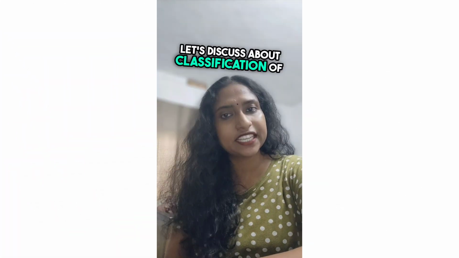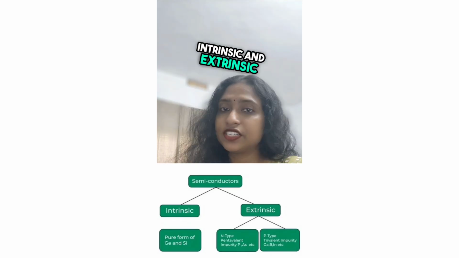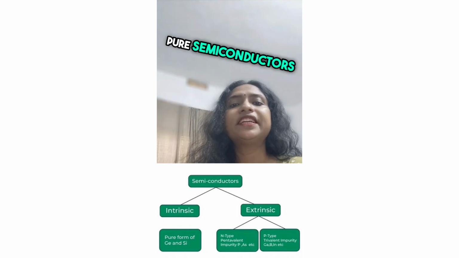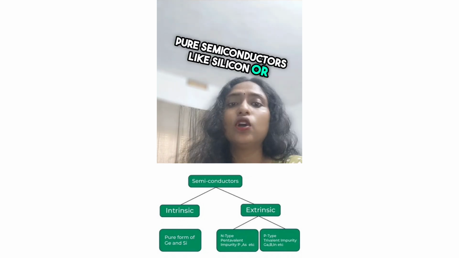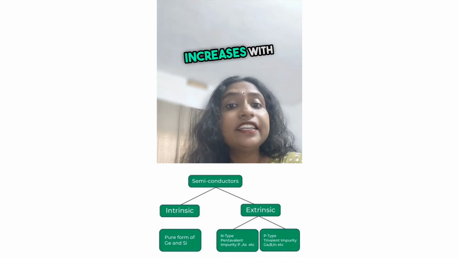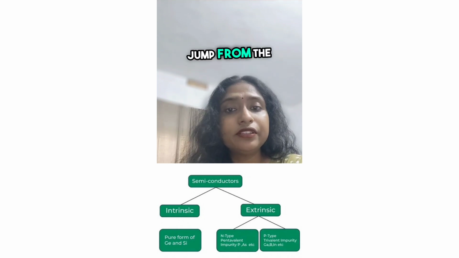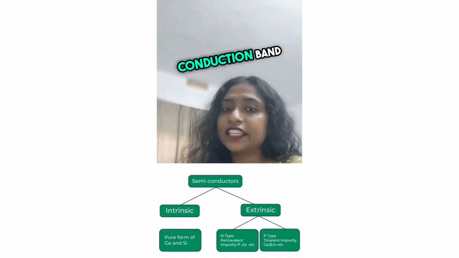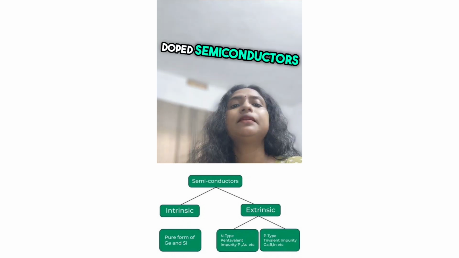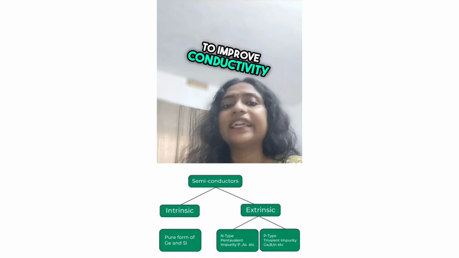Let's discuss the classification of semiconductors. Semiconductors can be classified as intrinsic and extrinsic semiconductors. Intrinsic semiconductors are pure semiconductors like silicon or germanium with no impurities, and in these, conductivity increases with temperature as electrons gain enough energy to jump from the valence band to the conduction band. Extrinsic semiconductors are doped semiconductors with impurities added to improve conductivity.